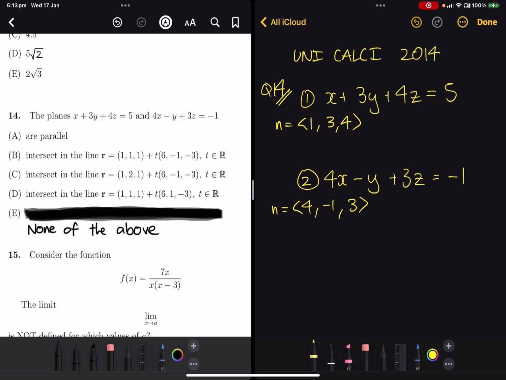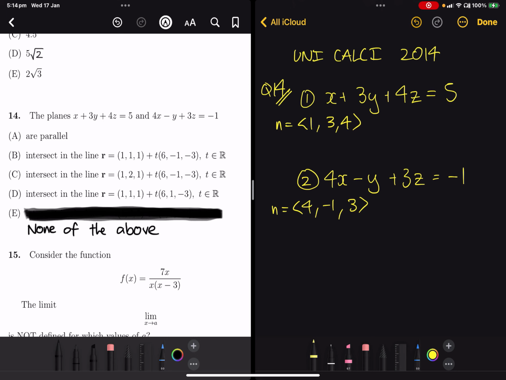So given that the two planes are not parallel, they must intersect somewhere. Where they intersect, they will form a line. Right? The intersection of two planes always forms a line unless the planes are the same plane, in which case the intersection is not a line, it's actually a plane. It is that plane, right? Two planes that overlap each other completely, the intersection is the entire plane. So now we need to find the line.